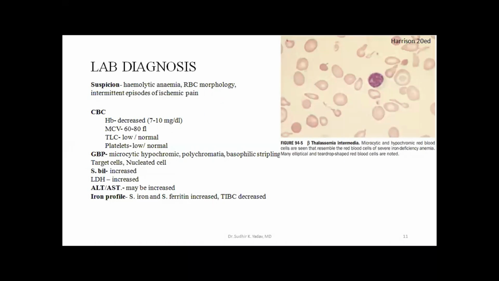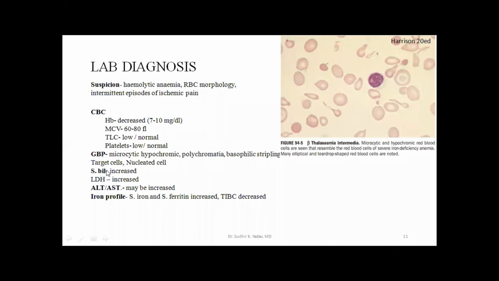Apart from that, what about the WBCs and platelets? They may remain normal, or if there is hypersplenism, they will decrease in number. In the peripheral blood picture, what you are going to notice is poikilocytosis, fragmented RBCs, and target cells. Okay, and this is all because of the spleen.